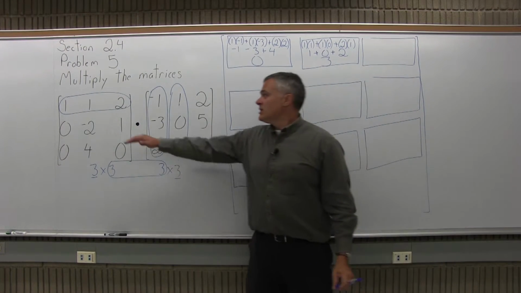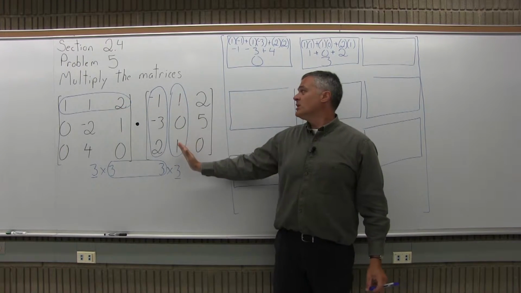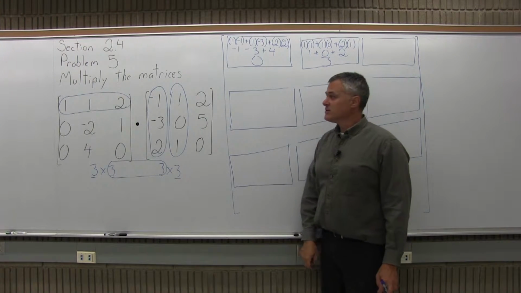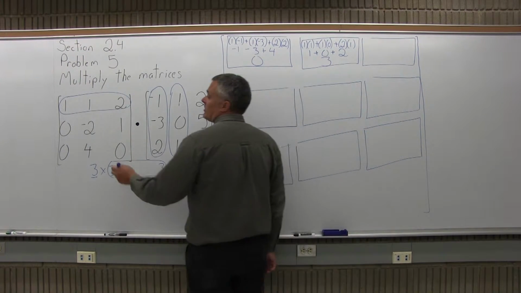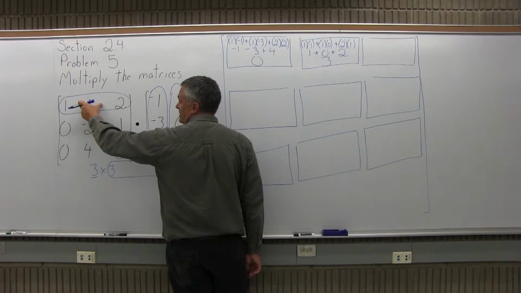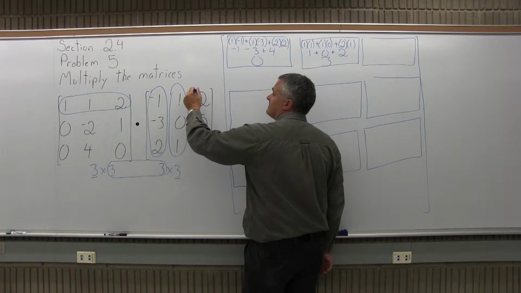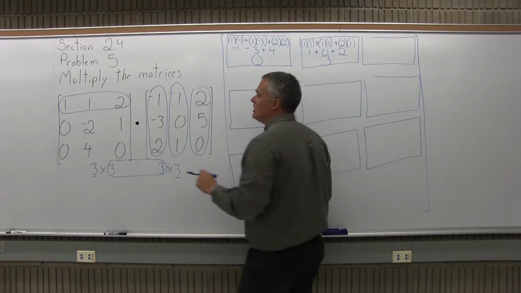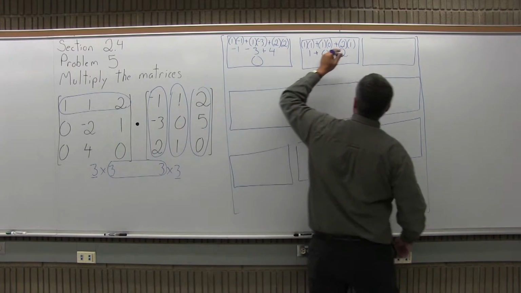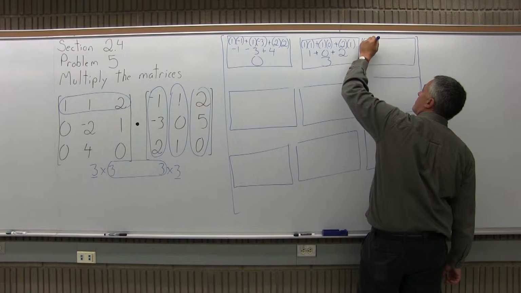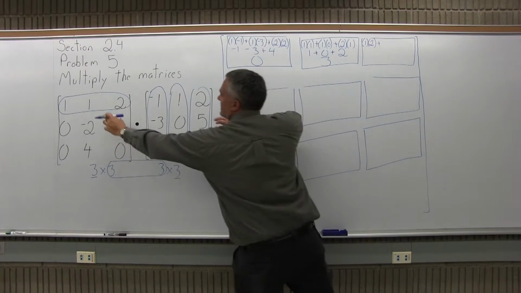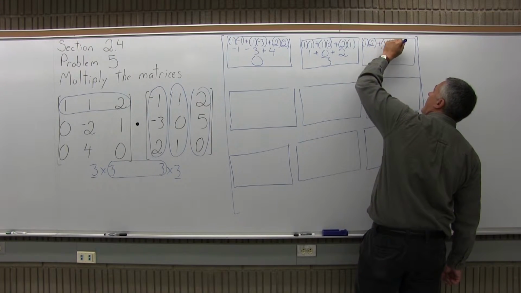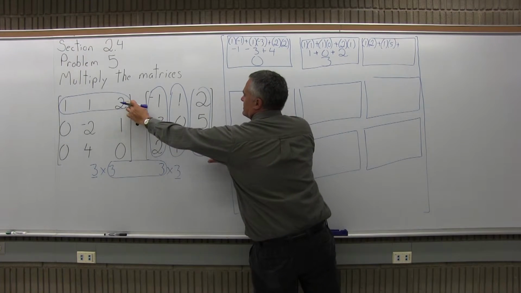And again, what we did, we multiplied the top row of the first matrix times the middle column of the second matrix, and the result we got went in the top row and middle column of our solution. So now the next box over in the top row of our answer is going to come from multiplying the top row of the first matrix, 1, 1, 2, times the last column of the second matrix, 2, 5, 0. So first times first will be 1 times 2. Plus middle times middle will be 1 times 5. And then plus last times last will be 2 times 0.